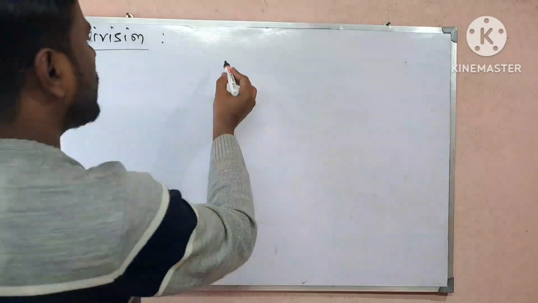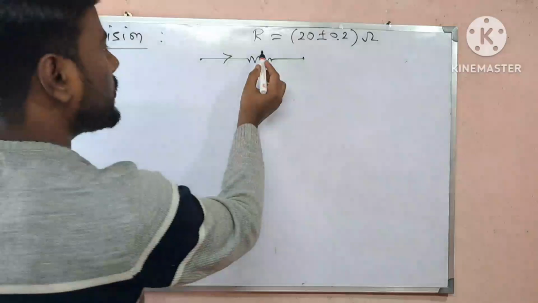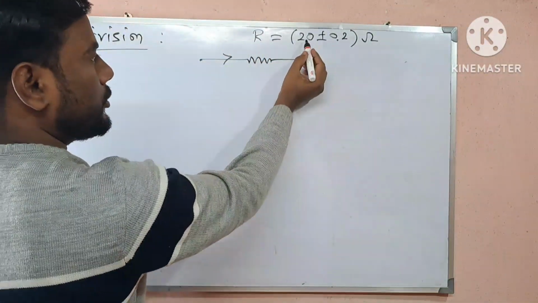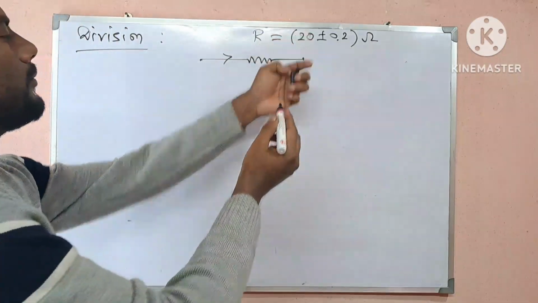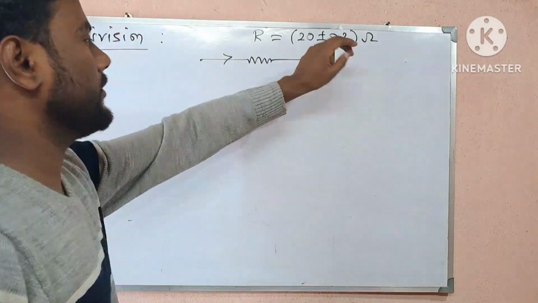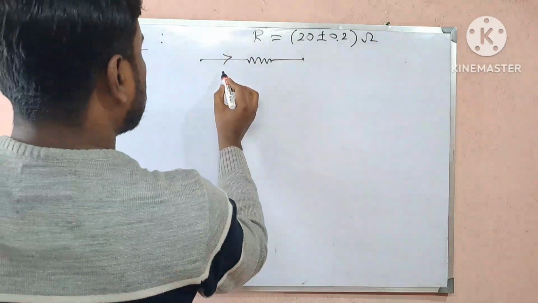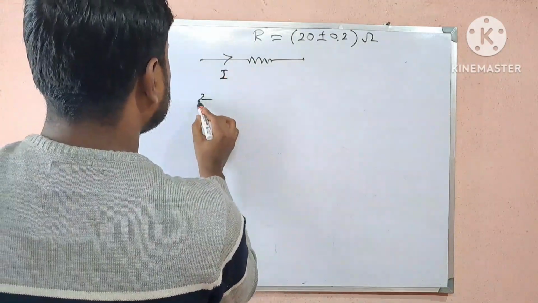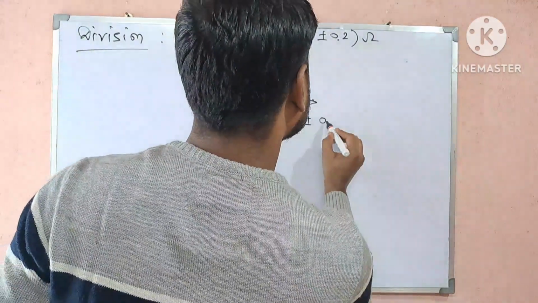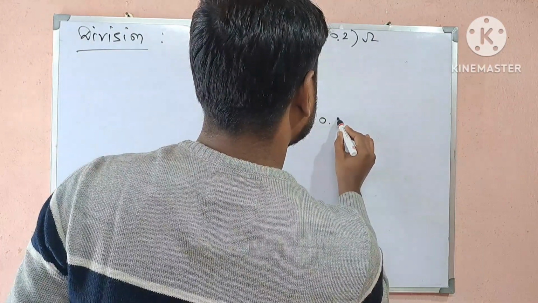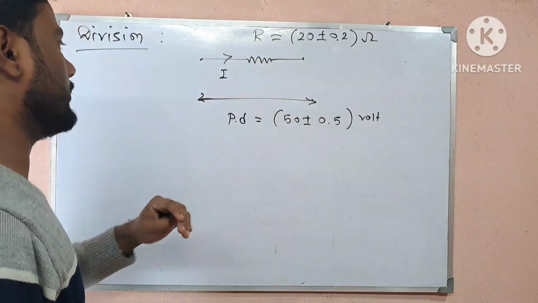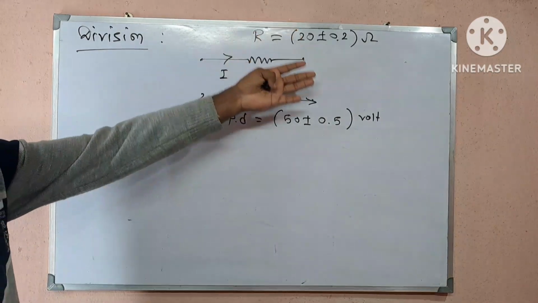For division, how will we calculate? Let's say there is a resistor having value 20 plus minus 0.2 ohm. Here 20 is the actual value of resistance and 0.2 is the error in the calculation of resistance. Suppose some current is flowing through this wire. As a result, the potential difference between its two ends is basically 50 plus minus 0.5 volt. Now we have to find the value of current through this resistor with proper error calculation.